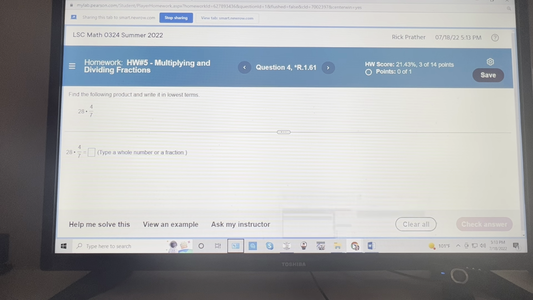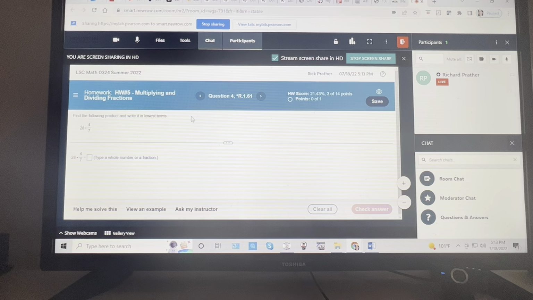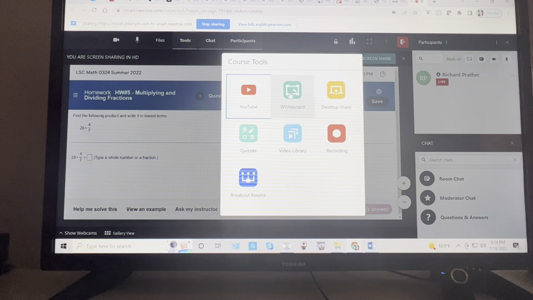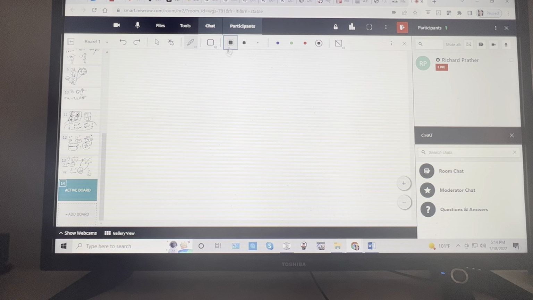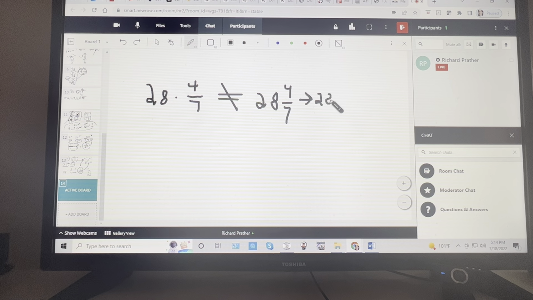Okay, what if one of the fractions isn't even a fraction? What if I have 28 times 4 sevenths? Now, this is not a mixed fraction. 28 times 4 sevenths is not equal to 28 and 4 sevenths, like the mixed fractions we had last time. This, the mixed fraction, there's an implied plus in between that they don't write. And that's hard to do because it doesn't have a common denominator. We'll do this next time, actually.